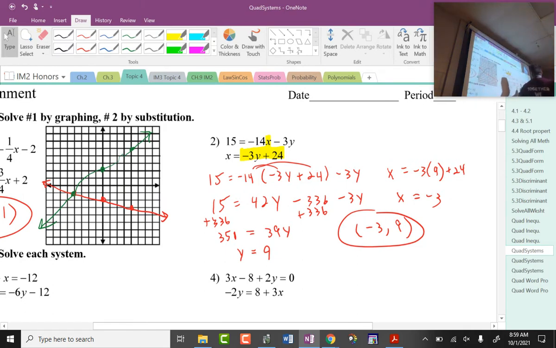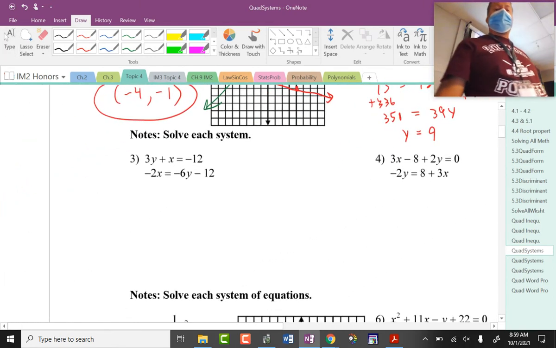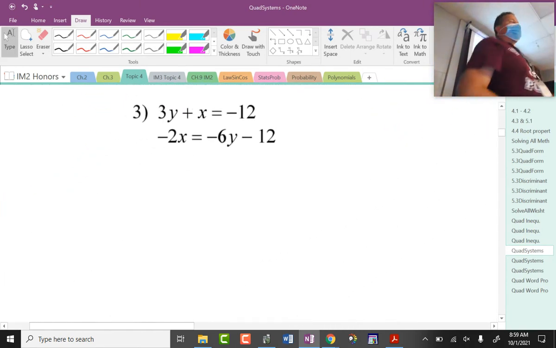I can do the same thing with this negative 3, 9. Obviously, negative 3, 9 satisfies this because that's how I got the x coordinate. It will also satisfy this, and I won't bore you with that plug-in. It's the only coordinate that makes both equations true. That's why it's the system's solution.